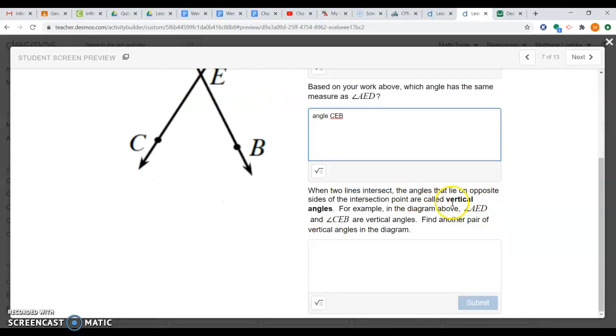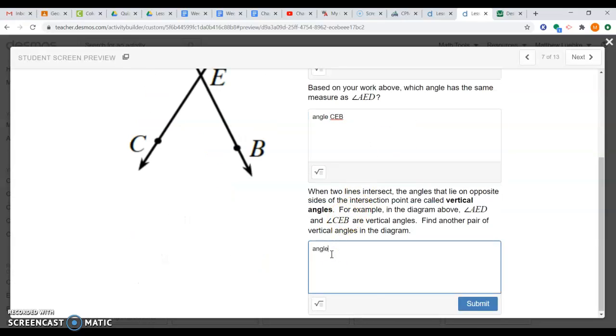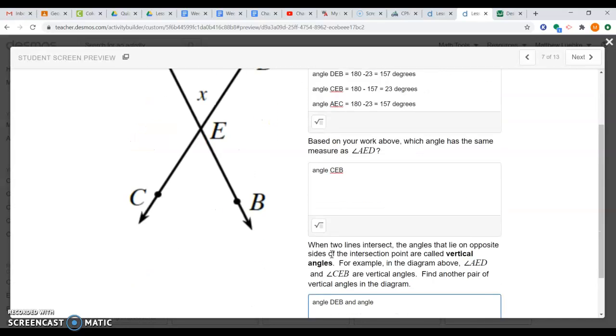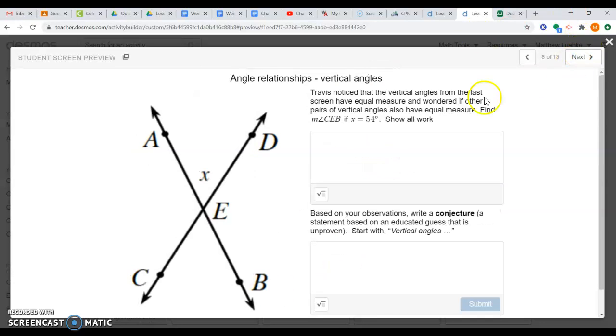Then we get to the actual definition here. It says the angles that lie on opposite sides of the intersection point are called vertical angles. So AED and CEB are vertical angles, and they are the same. Again, vertical angles are the same. Find another pair of vertical angles on the diagram. It's the same kind of idea. AEC is across from DEB, and they're the same, so that's why we call them vertical angles. My answer there is DEB and angle AEC.